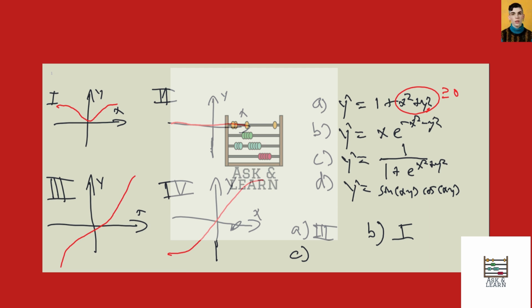But if we didn't know that A was 3 already, we could deduce that C was 4 from the fact that the denominator of this fraction increases as you move away from the origin. So y prime gets smaller and smaller as you move further and further away from the origin. So you would expect the rate of change to decrease, which is exactly what happens in 4.